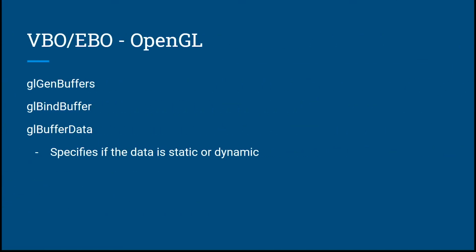So these are some of the calls you might see when we're dealing with VBOs and EBOs. You call gen buffers, bind buffer, and buffer data. Buffer data is the call where we actually give it the data. So we have the mesh data, let's say the vertex positions, and we call GL buffer data to copy that onto the GPU. And that allows us to tell it if it's static or dynamic.